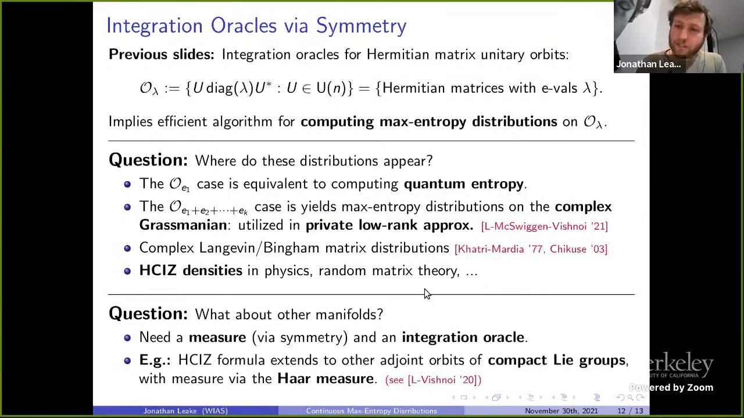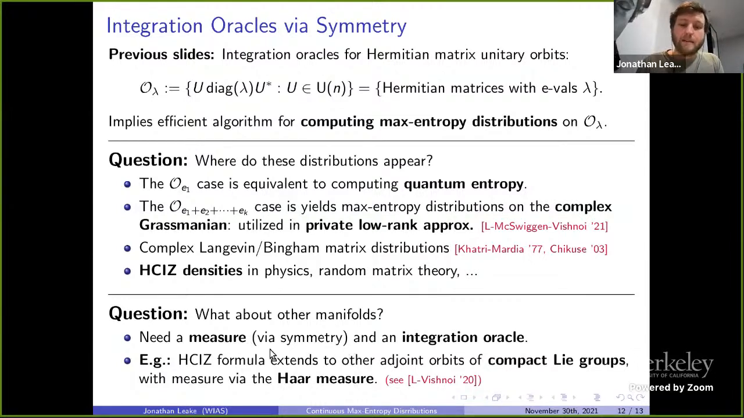Okay, and the other question I wanted to answer here was, what about other manifolds? So what do we need? We need some kind of measure, maybe via some symmetry on the manifold we were looking at, and we need an integration oracle. We talked a little bit about polytopes that come from this entropic barrier function. That could maybe be one option, with the Lebesgue measure.